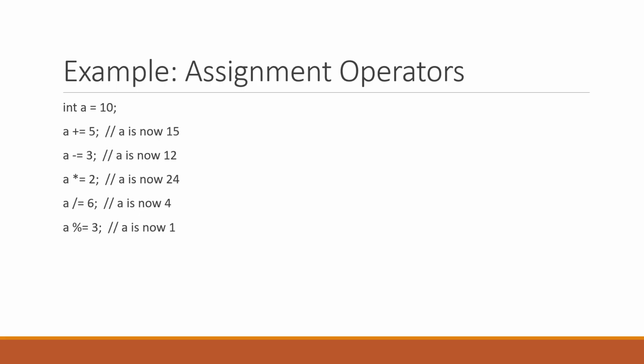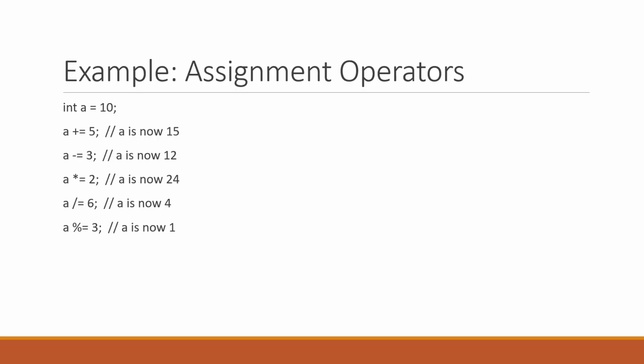int a = 10. a starts with value 10. a += 5 means a = a + 5, so 10 + 5 = 15. a -= 3 means a = a - 3, now 15 - 3 = 12.